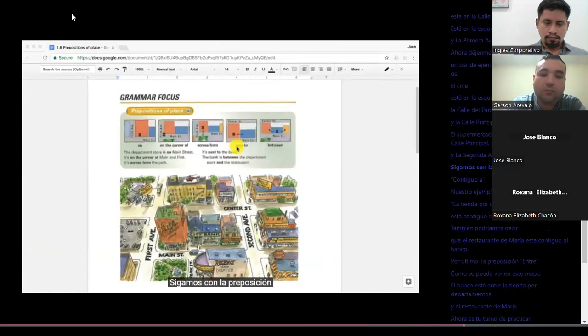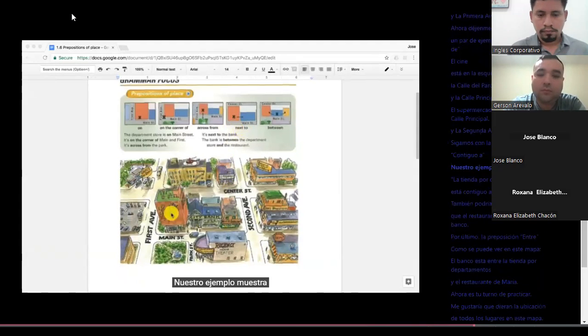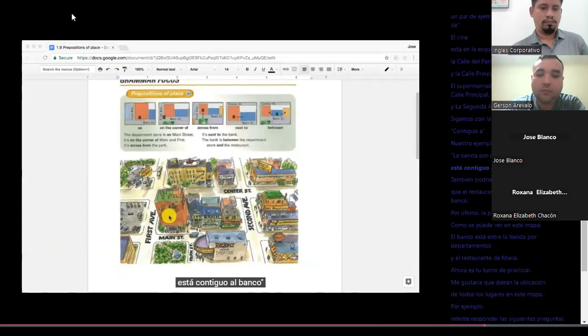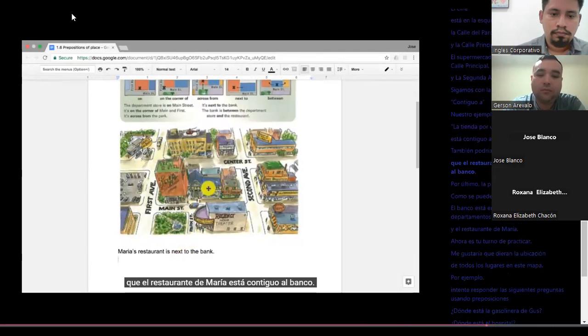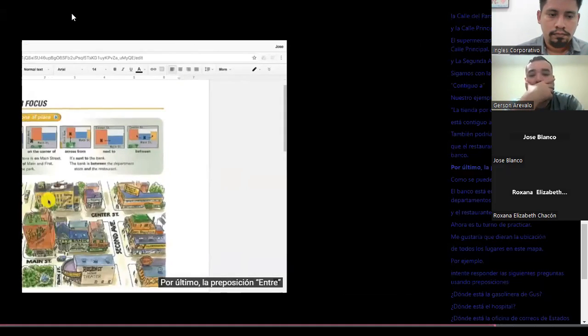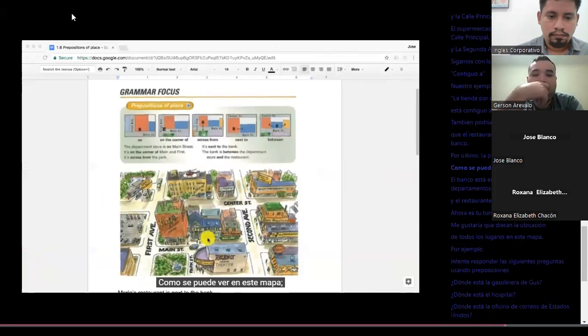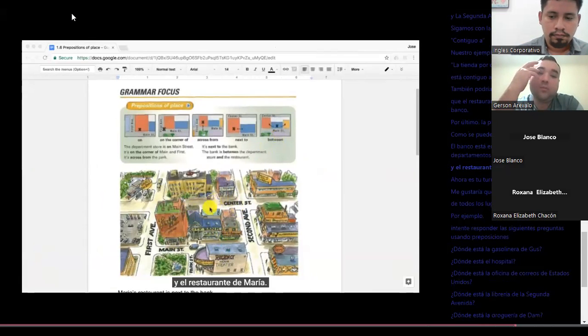Let's move on with the preposition next to. Our example shows the department store is next to the bank. We could also say Maria's restaurant is next to the bank. Finally, the preposition between. As you can see on this map, the bank is between the department store and Maria's restaurant.